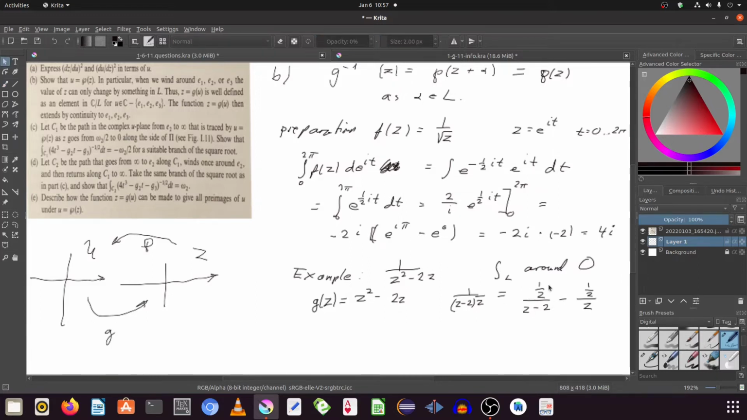And now, when we integrate around naught with radius 1, this integral will vanish, and by the residue theorem this gives minus 2 pi times 1/2, so that is the integral, it's minus pi.